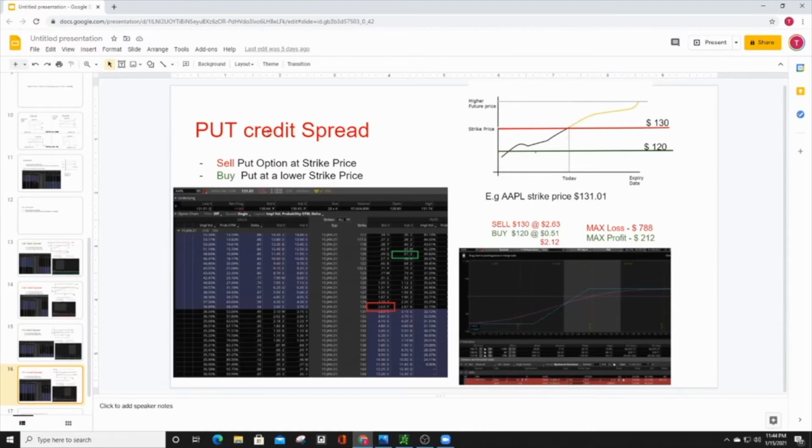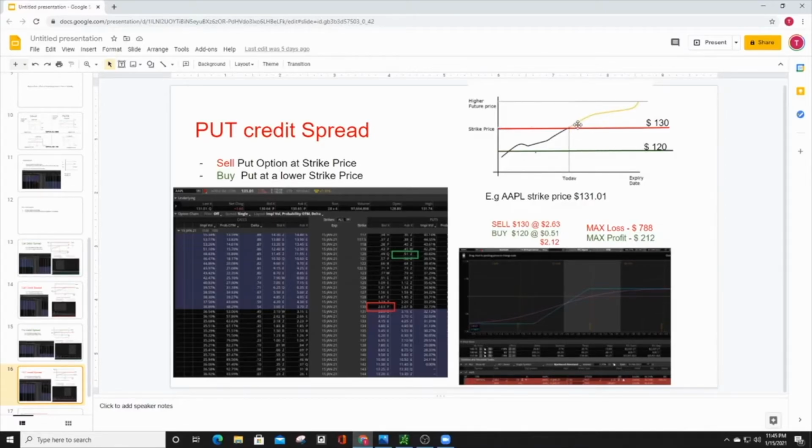And because you're the one selling it, then you receive a credit for it. So you sell at or close to the money, and then you buy deep out of the money, as is illustrated here. Sell here at or close to the money and buy deep out of the money.